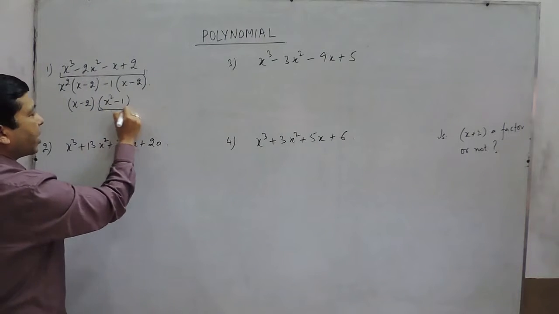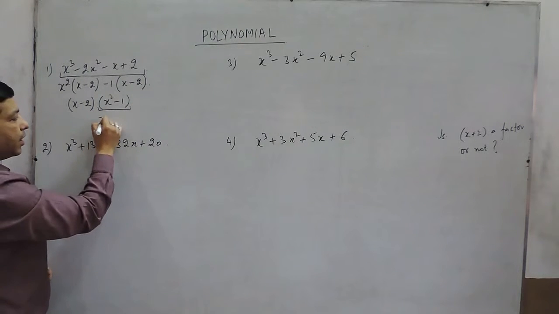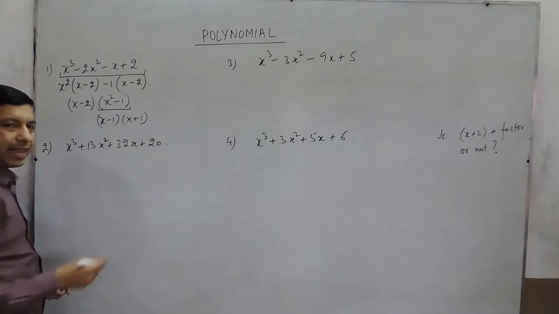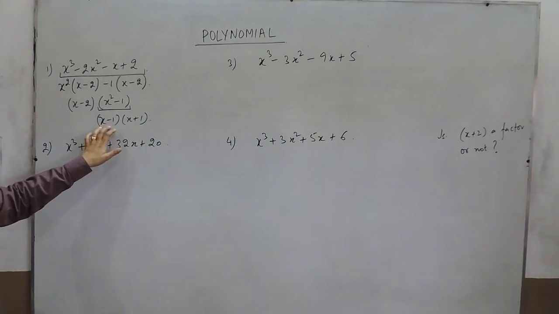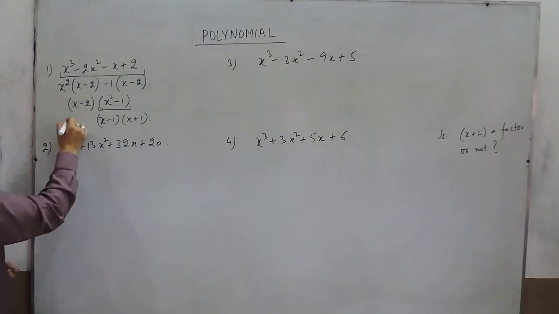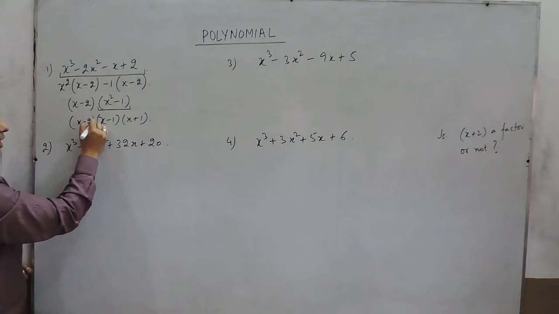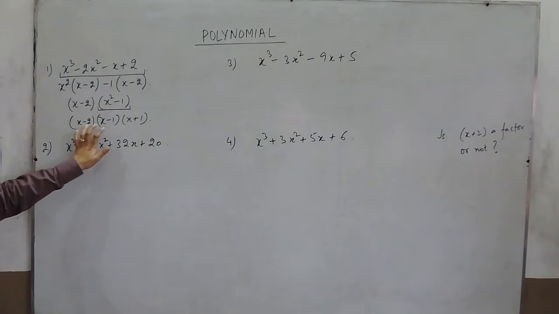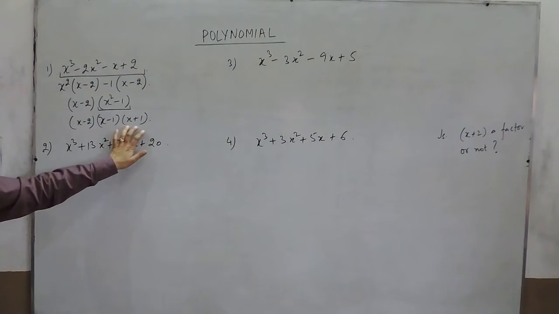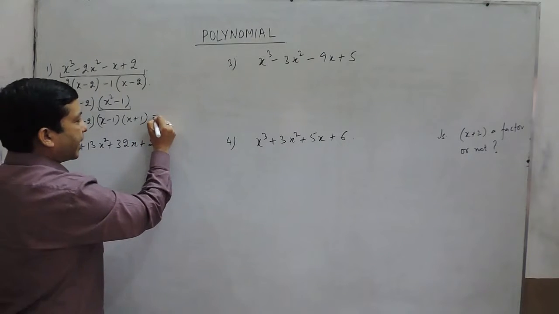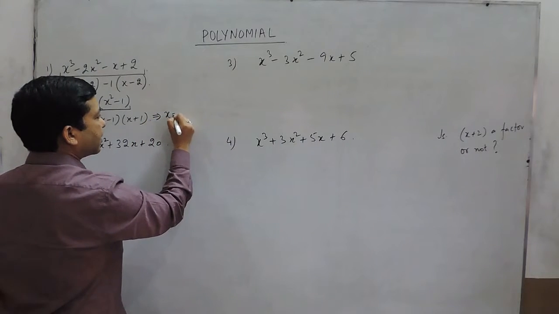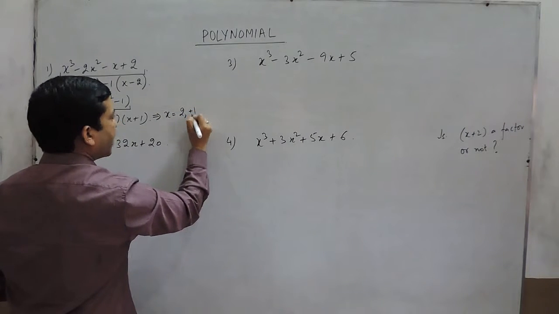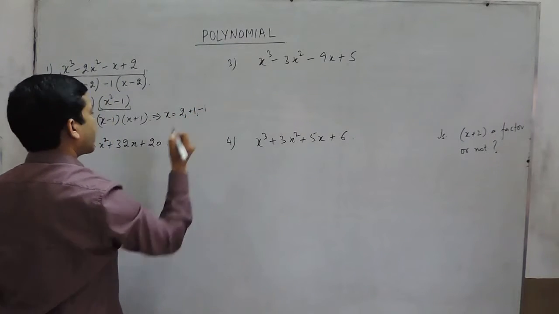And further, x square minus 1 can be written as 2 factors, as the identity says that x square minus 1 is x minus 1 into x plus 1. So the total factorization of this polynomial is x minus 2 into x minus 1 into x plus 1. Or we can say the value of x in this polynomial is 2, plus 1 and minus 1.